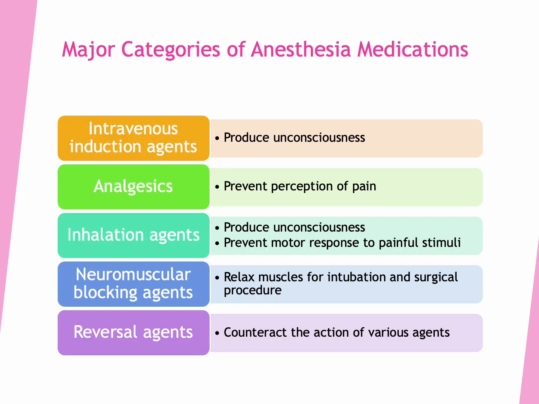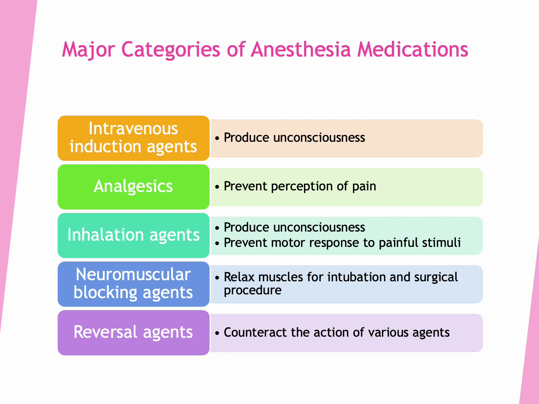So there are several categories of anesthesia medication, and if you have your textbook, you can take a look at box 15.3 for a list of major categories of anesthesia medications. These agents are going to include induction agents, analgesics, inhalation agents, neuromuscular blocking agents, and reversal agents. Each type of agent contributes to a component of general anesthesia.